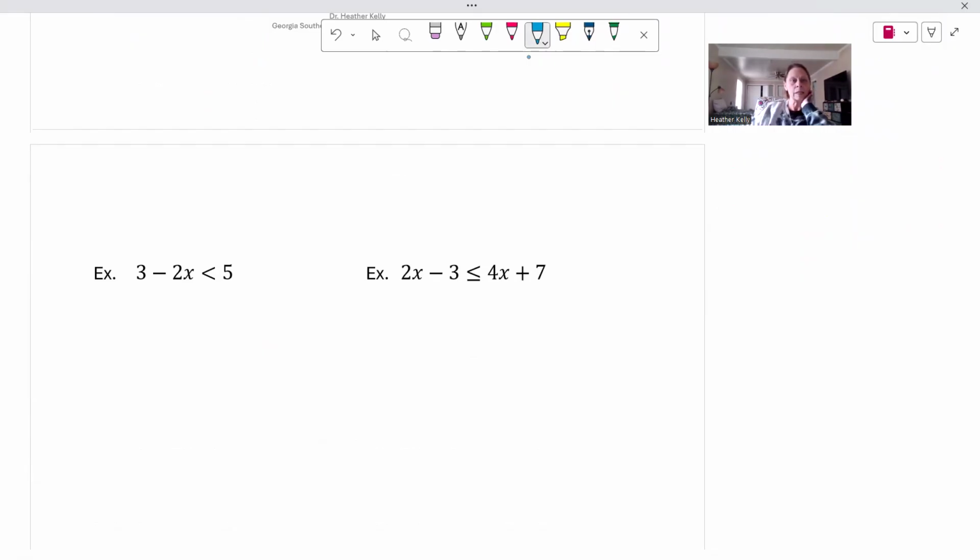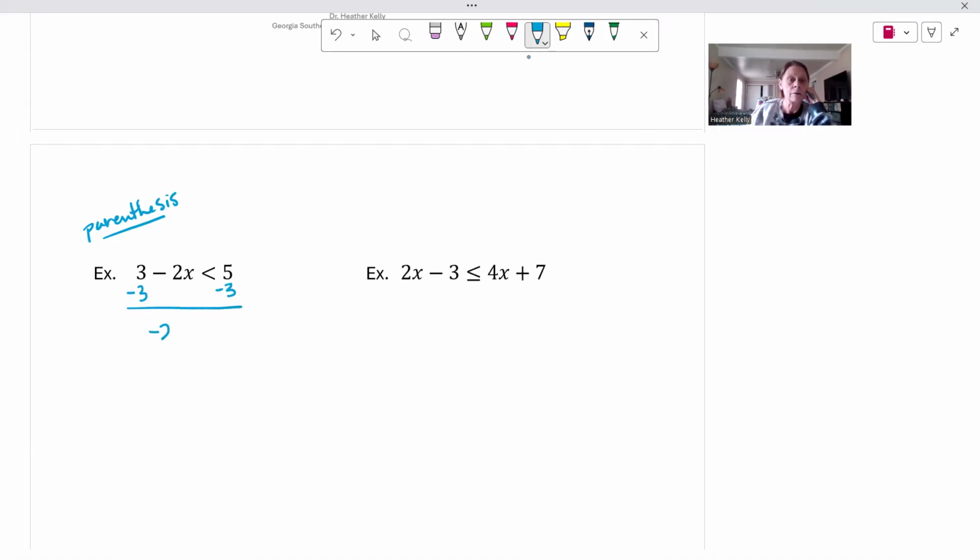Okay, so the first example here is 3 minus 2x is less than 5. So note here we're going to be using parentheses, right? No brackets at all because it is not equal to. And then we're going to solve this just like this inequality was an equal sign, okay? So first things first, we want to move all the constants right and all the variables left. So I'm going to subtract 3 from both sides.